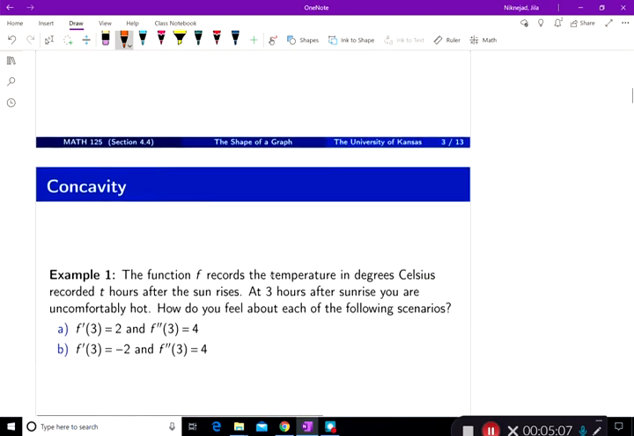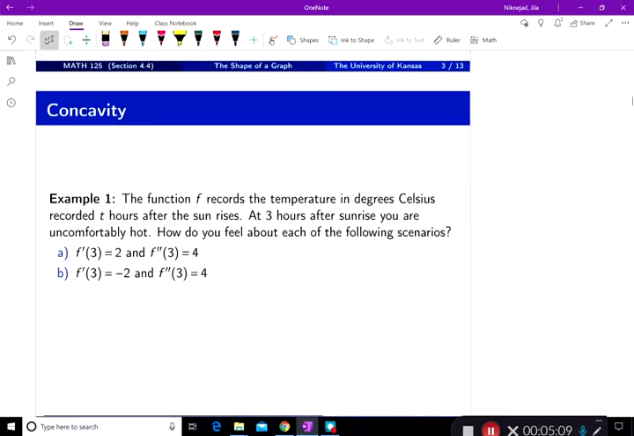Let's go to scenario B. Scenario B says f prime of 3 is negative. Oh, I like that. F prime of 3 is negative.